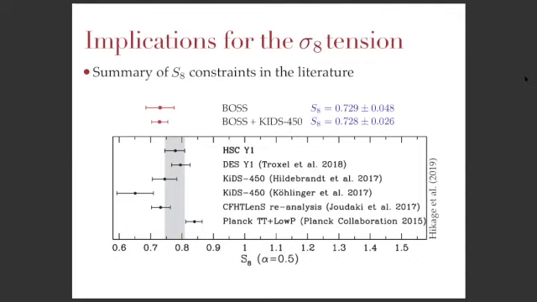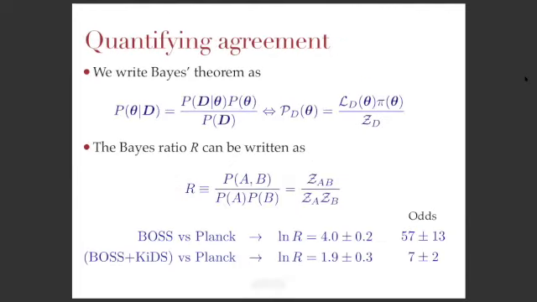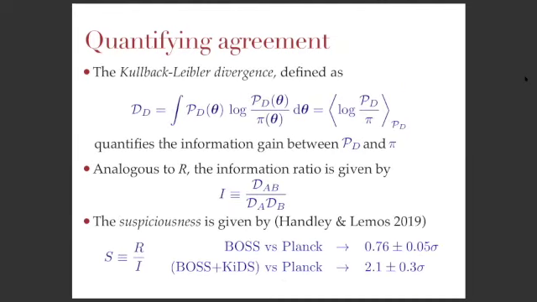So this can be written in terms of this S8 parameter. This is a compilation of values of S8 in the literature from this paper compared against Planck, and we can add the values that we get from BOSS only, and when we combine BOSS with KiDS. So this shows again this tendency to prefer lower values of sigma 8. But then what is the statistical significance of these differences? So I will just go to the last result.